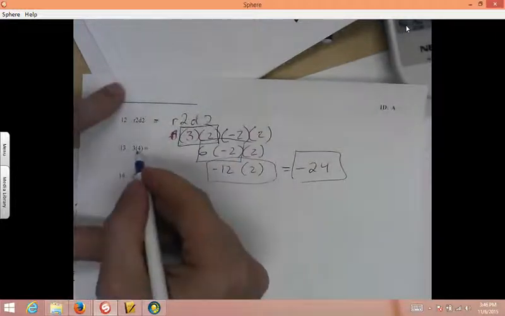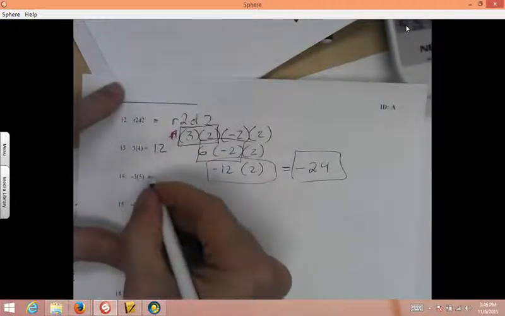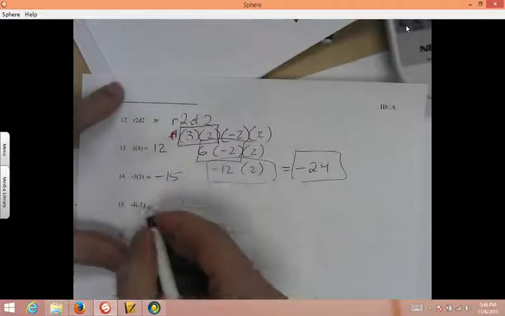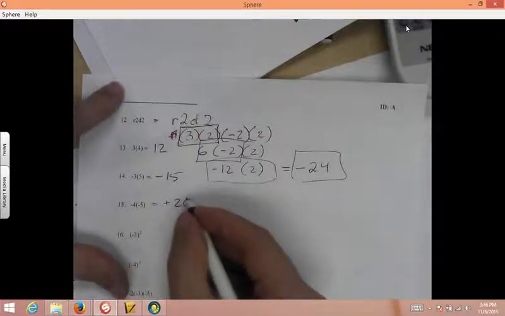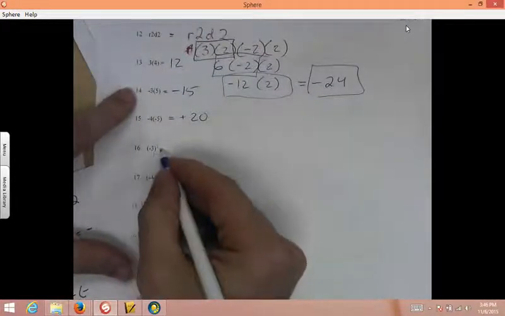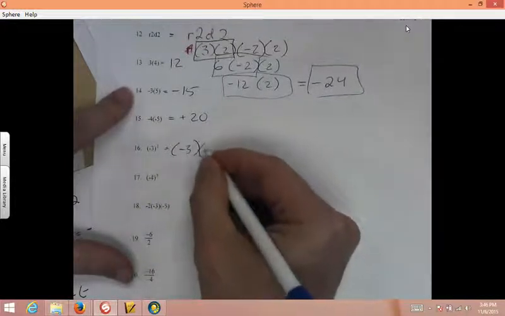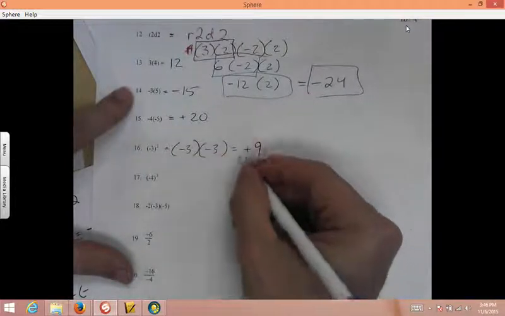Okay, this one right here, 3 times 4, 12. Right here, signs are different, so the answer is negative, and 3 times 5 is 15. Right here, signs are the same, so the answer is positive, and 4 times 5 is 20. Right here, I have -3 squared. That's going to equal -3 times -3. Signs are the same, so the answer is positive, and 3 times 3 is 9.